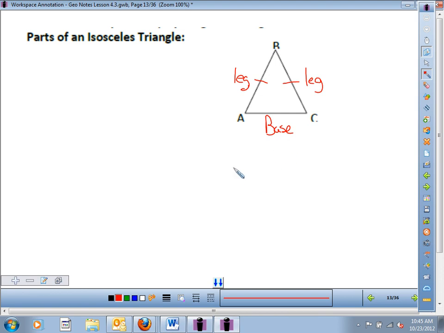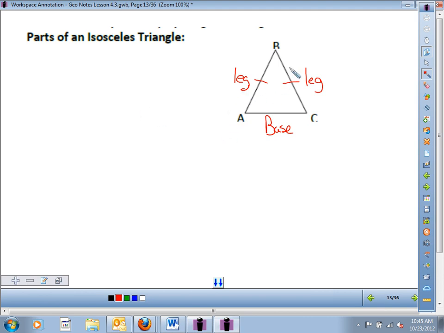So you've got to be heads up. If this guy's laying this way, and these are my equal sides, these are still my legs, and this would still be my base over here. So it doesn't matter which way it's laying or which way it's turned. The non-congruent side would be the base, and the congruent sides would be the legs.